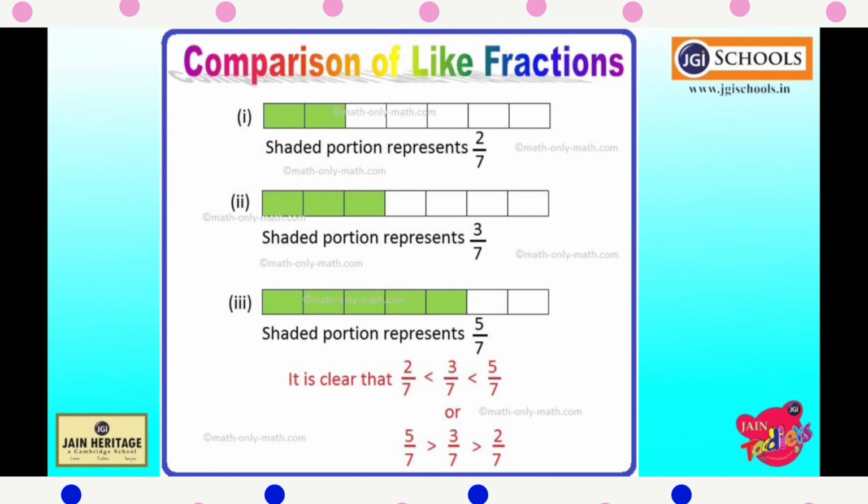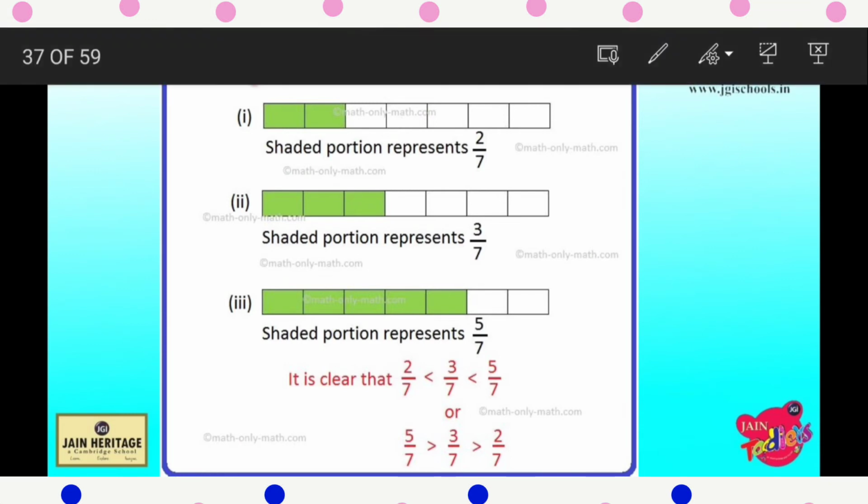So, how will you solve this? How will you compare it? Here, the denominator is the same, that is 7. Total parts are 7. Now, in the first part, it is 2, 3 and 5. So, you have to compare only the numerators now. Compare the numerators. 2 is the smallest, 3 is in the middle and 5 is the biggest. So, you can arrange them in the same way. Like arrange the numerators and it is the final answer. Okay.